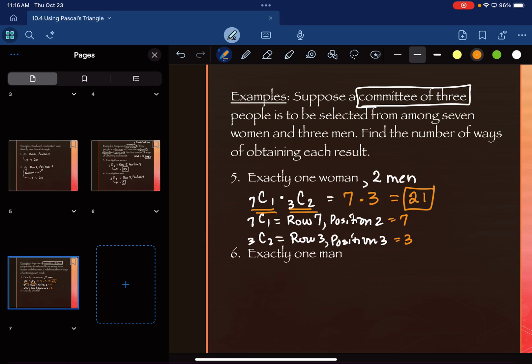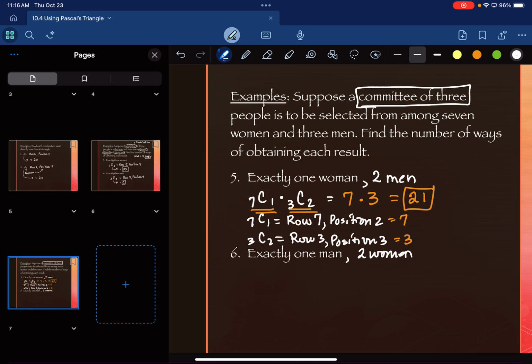Okay, same idea for 6, but now it says exactly one man. So if I have exactly one man, by default, that means who else fills out my committee? 2 women. So I need 2 women. Notice it says exactly, so it's not like I could have one man or more than, right? Like it says exactly. That's the phrasing they're going to use here, so be prepared for that reality.